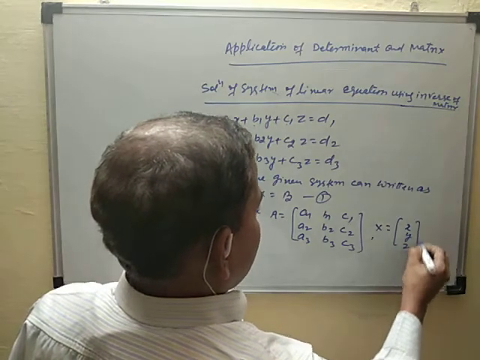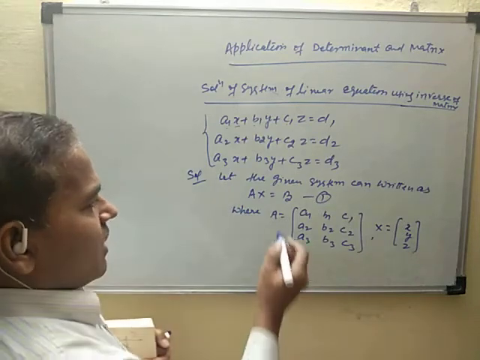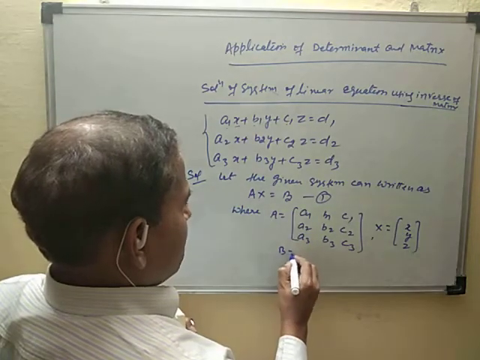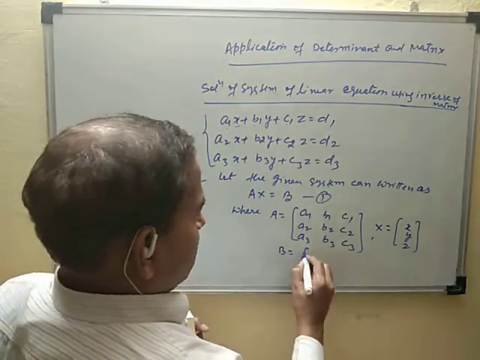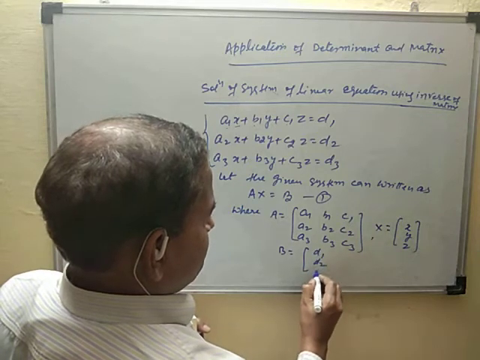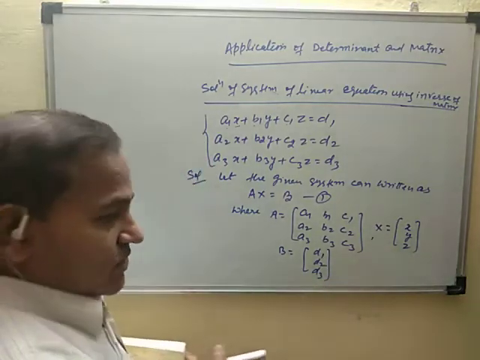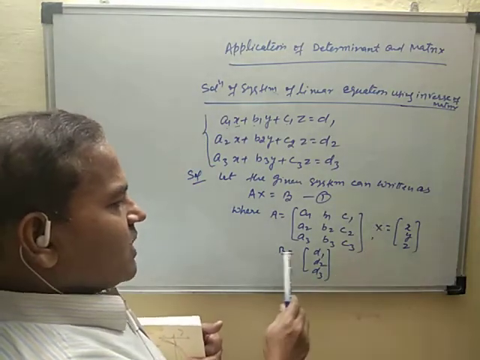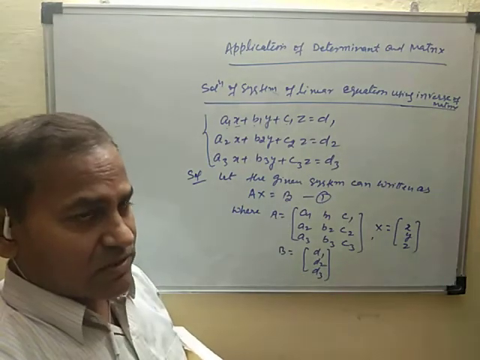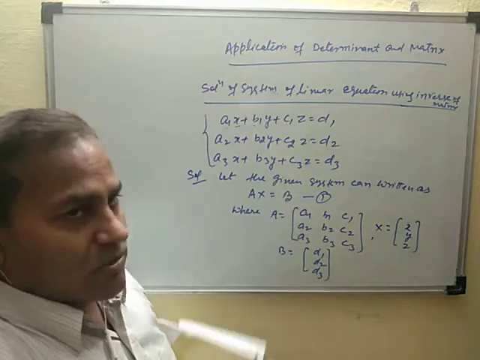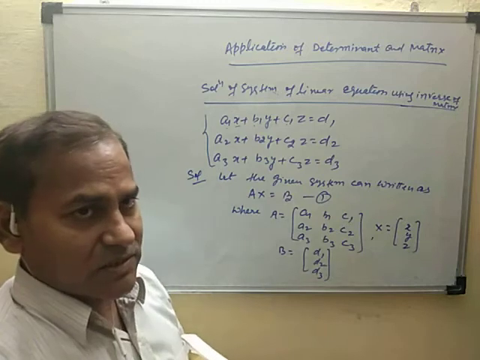Write x, y, z in column form. And what is B? B is the remaining terms, that is the constant terms. So B is equal to the column matrix d1, d2, d3. So X and B both are column matrices, and A is a 3 cross 3 matrix, with all the coefficients of x, y, z. First find A inverse.